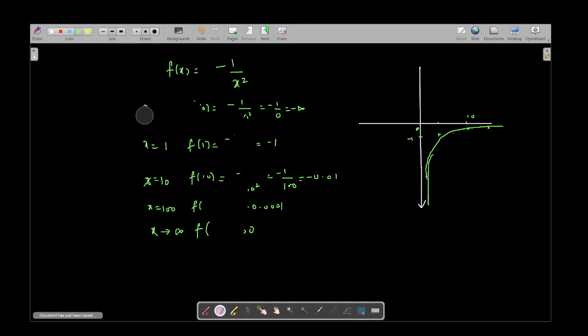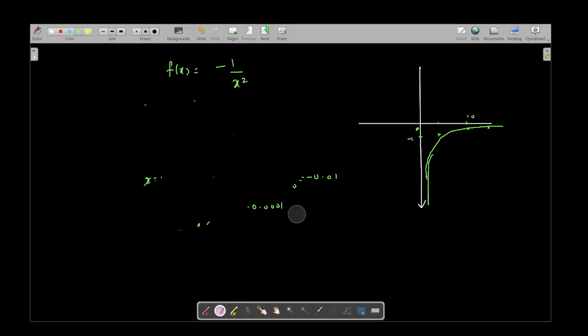Similarly, now let us take values of x on the negative side. We can take negative x values also, because the domain is the entire real number line except x equal to 0. So let us take x equal to minus 1. If I take x equal to minus 1, f of minus 1 is equal to minus 1 by minus 1 square, which is minus 1 by plus 1, which is minus 1. So at minus 1, the value is again minus 1.